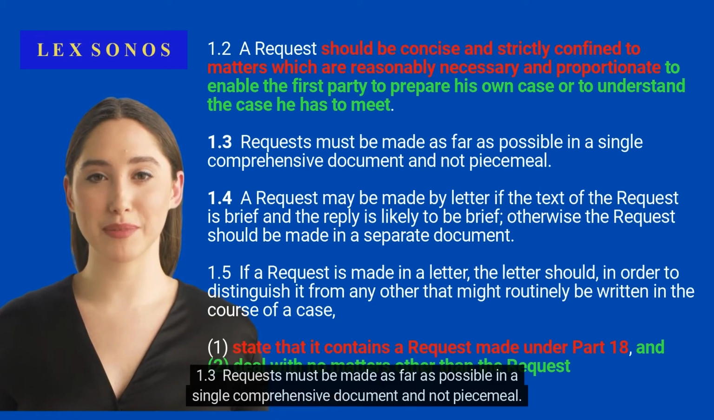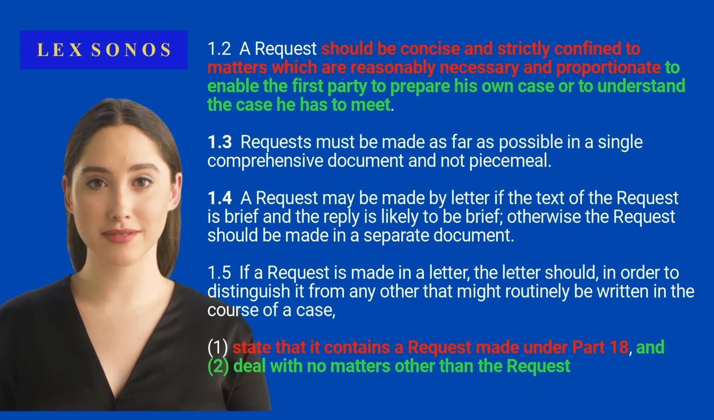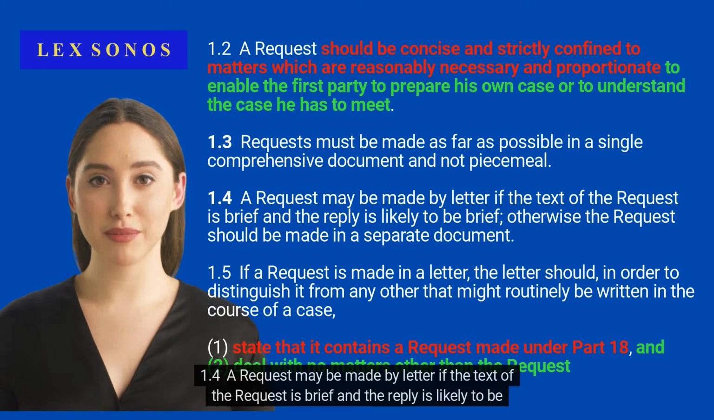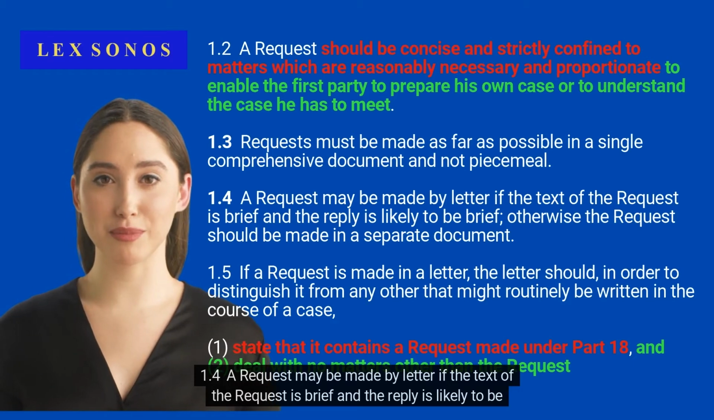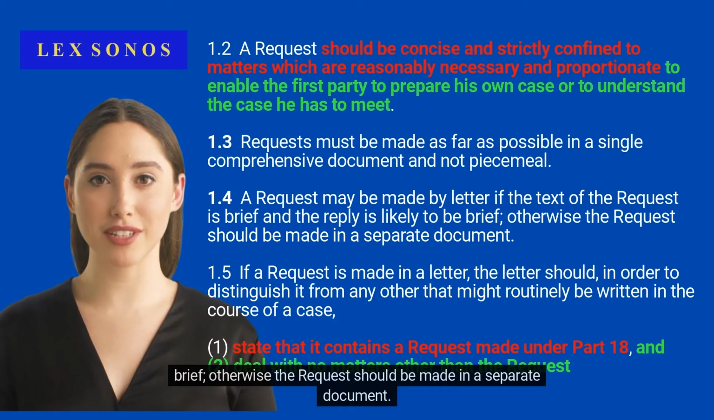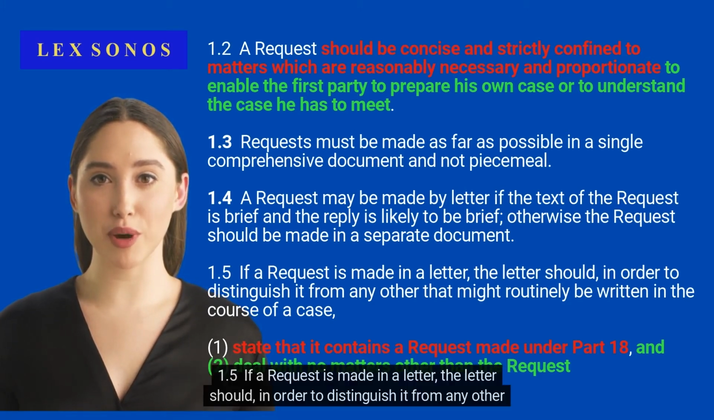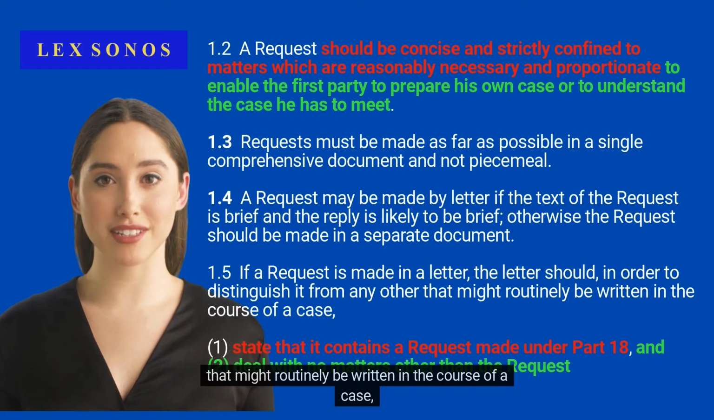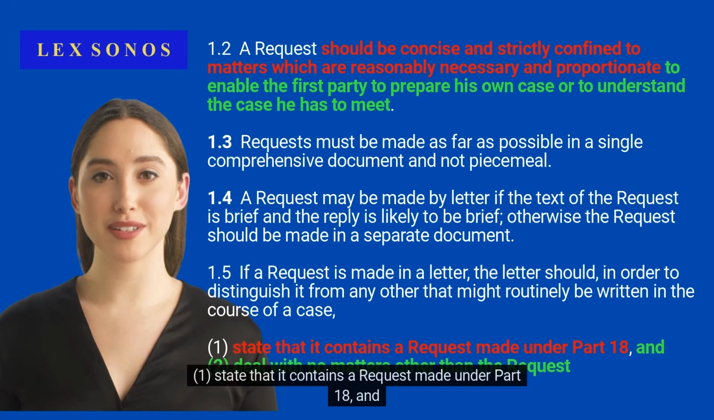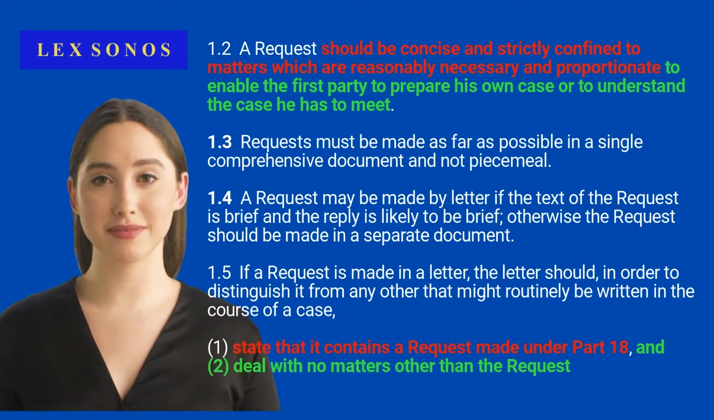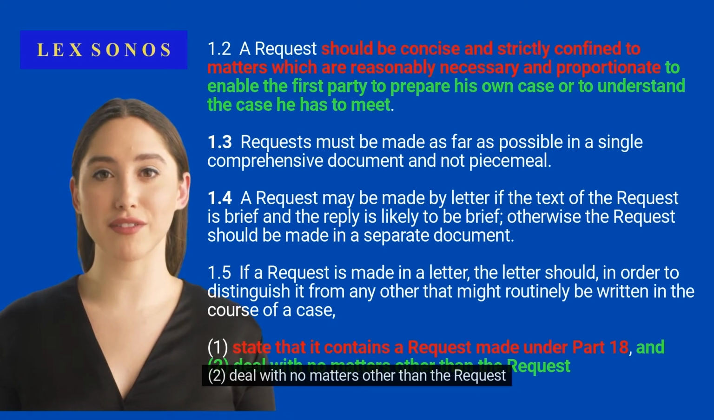1.3 Requests must be made as far as possible in a single comprehensive document, and not piecemeal. 1.4 A request may be made by letter, if the text of the request is brief, and the reply is likely to be brief. Otherwise, the request should be made in a separate document. 1.5 If a request is made in a letter, the letter should, in order to distinguish it from any other that might routinely be written in the course of a case, 1. State that it contains a request made under Part 18, and 2. Deal with no matters other than the request.